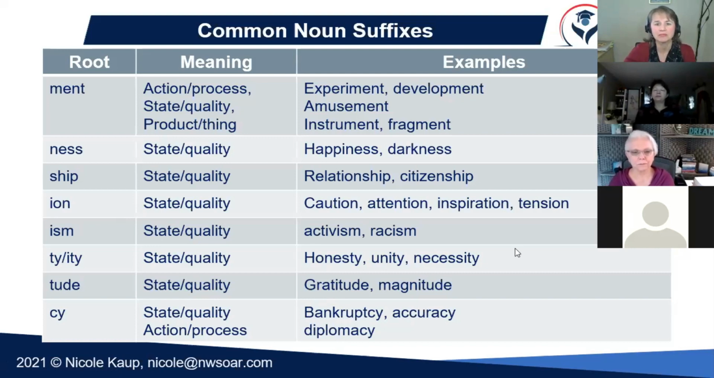And then ism: activism, racism. TY ending or ITY, you get honesty, unity, necessity. Tude: gratitude, magnitude, attitude. CY: bankruptcy, accuracy, diplomacy. So these are all nouns and the endings that you can expect in nouns.